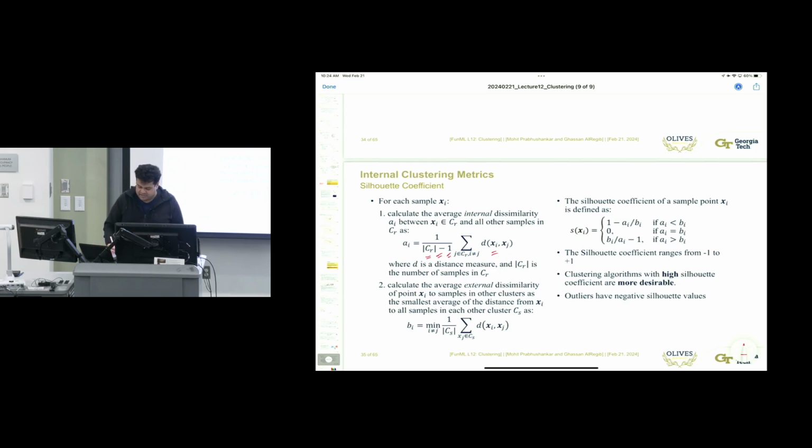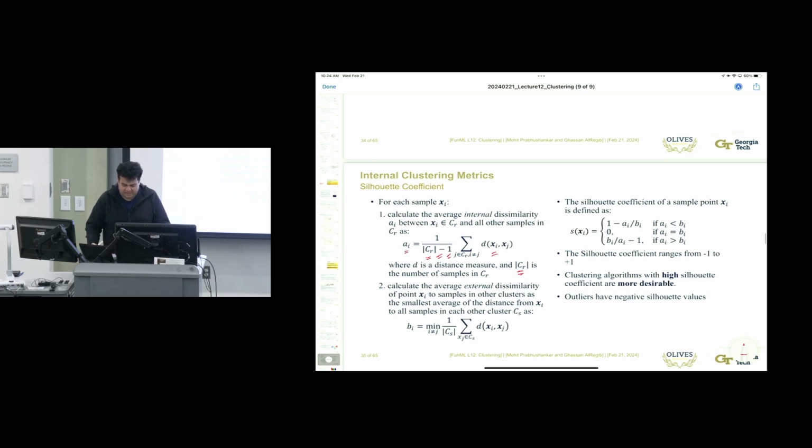D is a distance measure, and mod CR is the number of samples in CR. When I said L, which is 1 by L, that is basically mod of CR, the number of elements associated with the centroid CR. So we have AI that is based on this. Next is to calculate the average external dissimilarity of point xi to samples in other clusters, as the smallest average of the distance from xi to all samples in each other cluster.